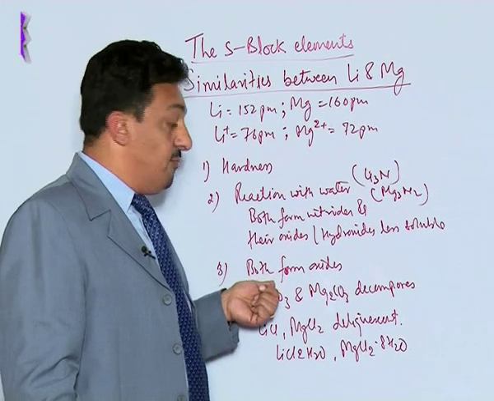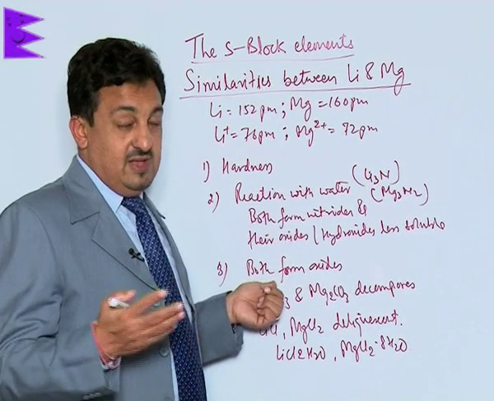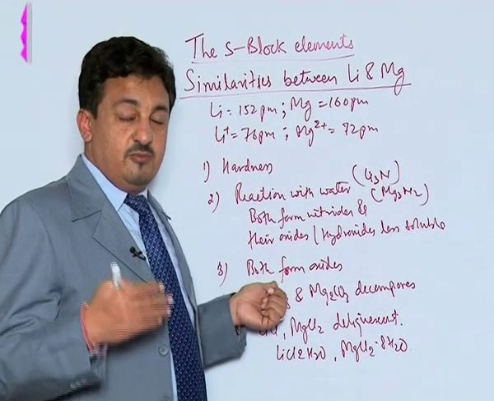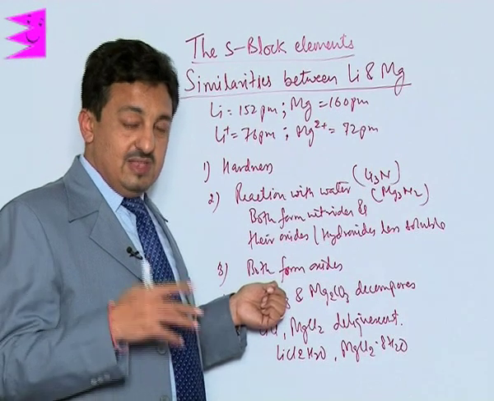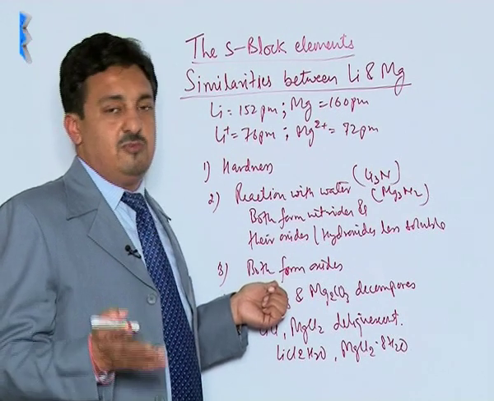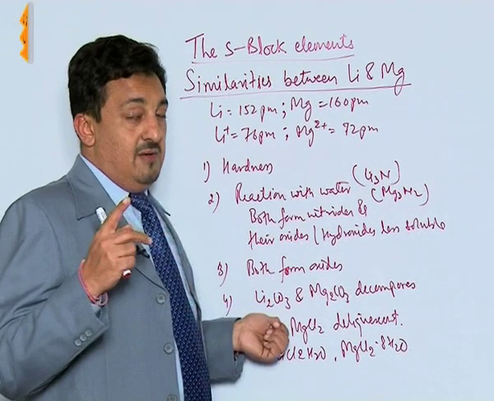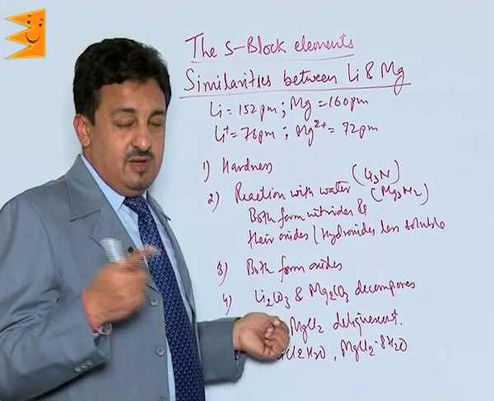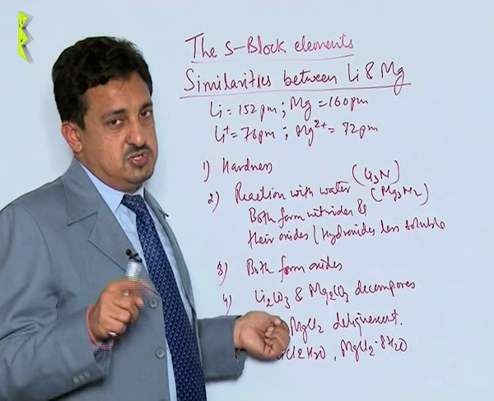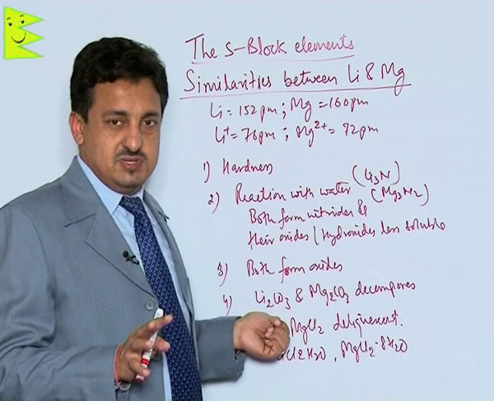Then, both form oxides. We know that alkali metals form peroxides and superoxides. It's only lithium which forms oxide. Magnesium also forms oxide, so again, it's a very similar behavior. Now, their carbonates, lithium carbonate and magnesium carbonate, both decompose on heating to their respective oxides.